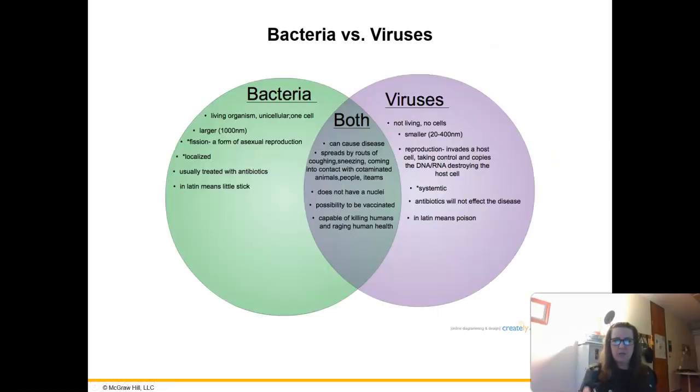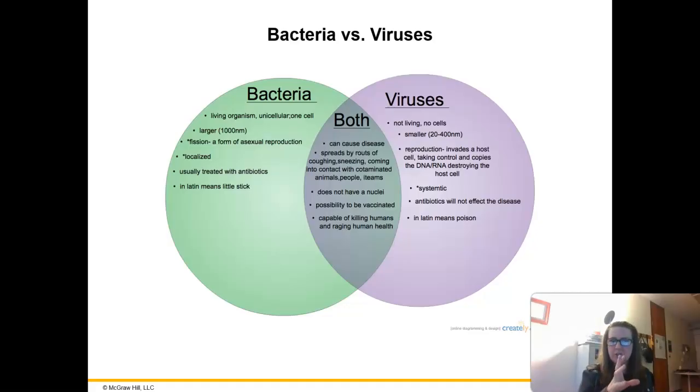All right. So a quick Venn diagram to show you how bacteria and viruses are different and then how they are similar. So bacteria and viruses both can cause disease, right? They are both spread by bodily fluids in close contact with infected people, animals, and so on. We know that neither one of them is going to have a nucleus, but the bacteria is going to have that plasmid and that nucleoid. And viruses are going to have DNA or RNA, just enough to hijack the host cell and then replicate itself.